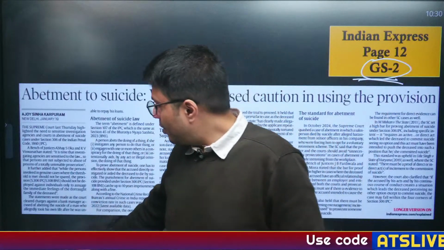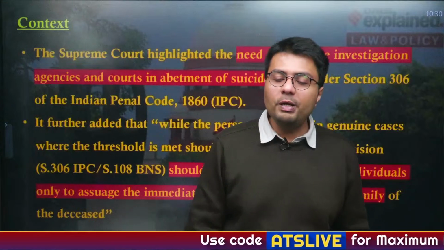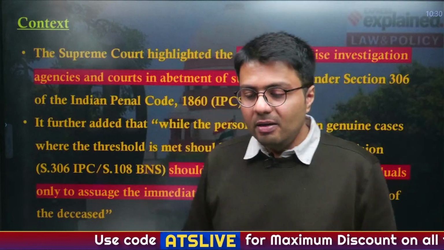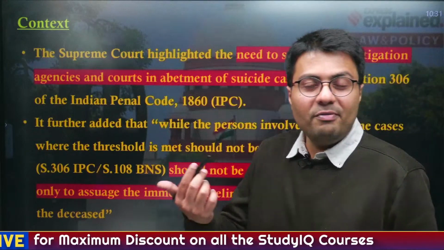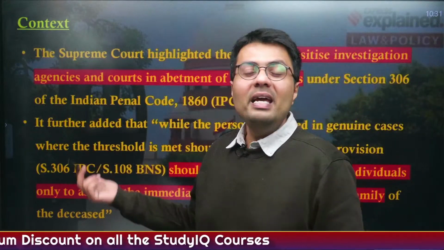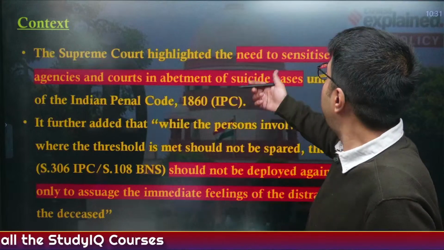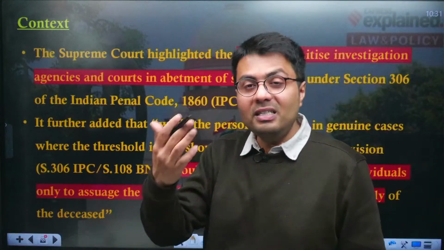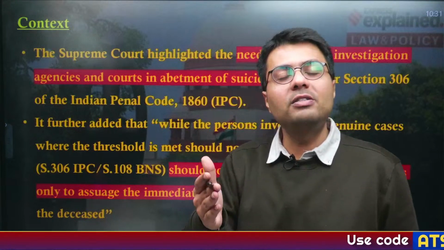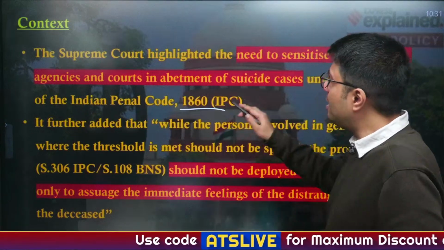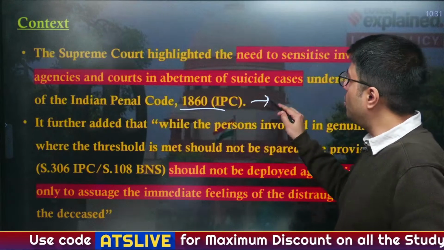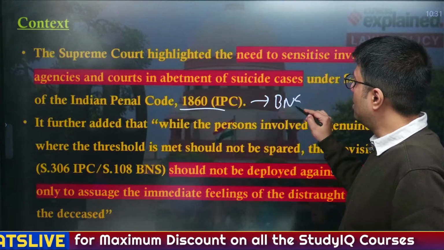Now the context of this article, first of all, is the Supreme Court of India. It has said that investigative agencies like the police, and agencies like CBI, ED, etc., have to be sensitive whenever they are conducting investigations relating to cases of abetment of suicide, which earlier was under the Indian Penal Code 1860. Now it falls under the Bharatiya Nyaya Sanhita. Understood?